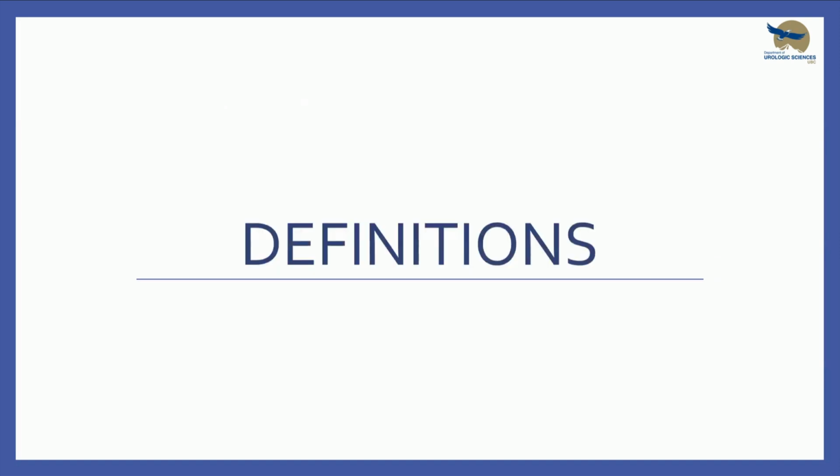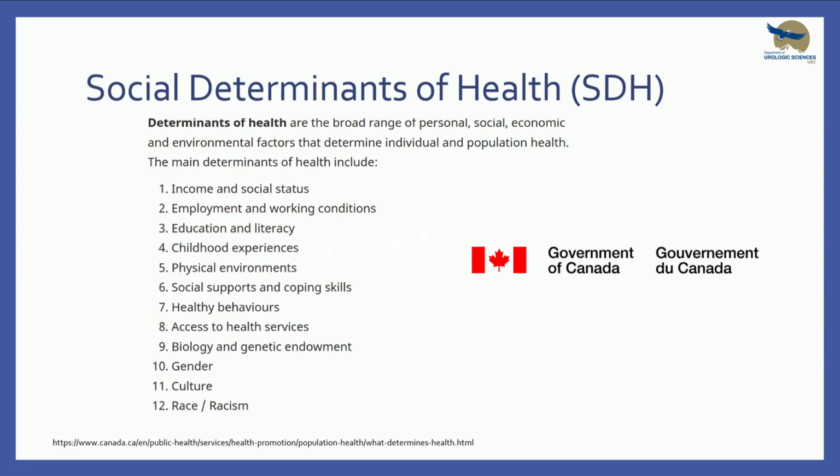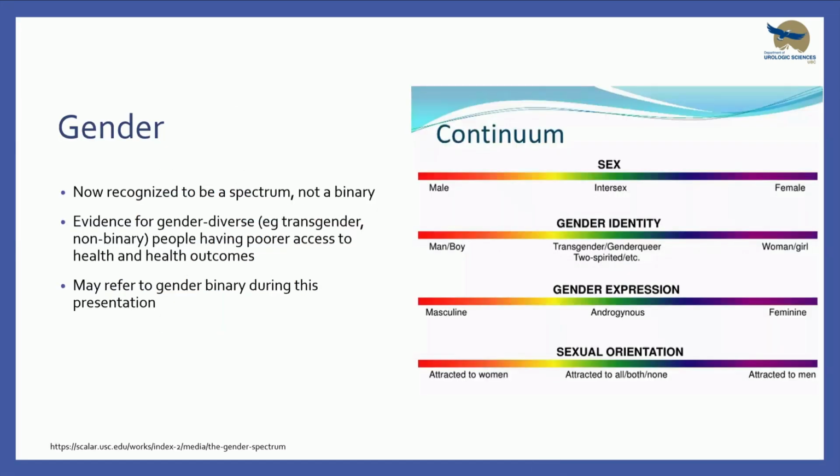So let's get started with some definitions. What are social determinants of health? Well, according to the Government of Canada, determinants of health in general are the broad range of personal, social, economic, and environmental factors that determine individual and population health. And social determinants of health refer to a specific group of social and economic factors within the broader determinants of health. So of these 12, basically it includes everything except for biology and genetic endowment. And we'll be touching on quite a few of the others in the list of 12 throughout the course of this presentation. Starting first with gender.